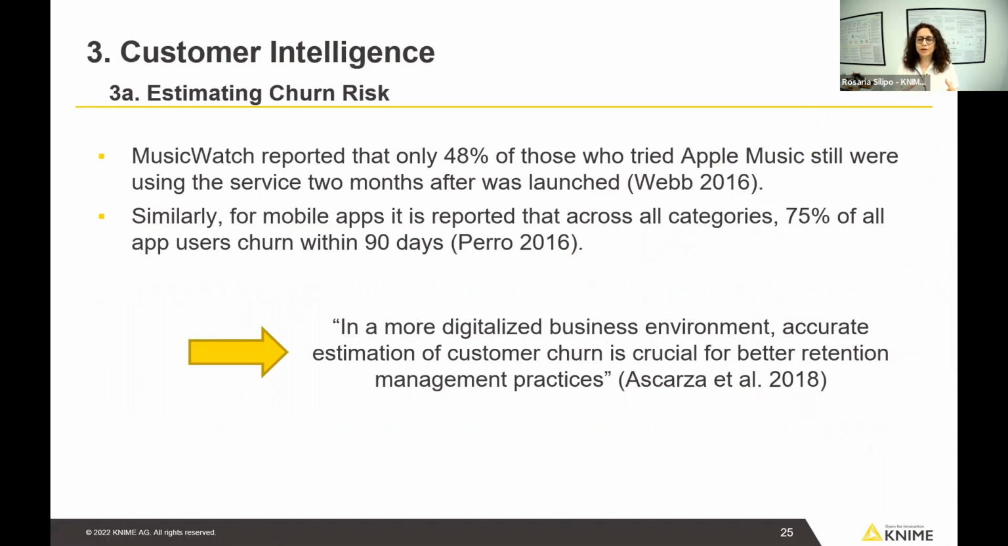As I said, churn is still a big problem. I've been working on churn for a long time, but it's still a big problem. Music Watch reported that only 48% of those who tried Apple Music were still using the service 2 months after it was launched. So as you see, a big churn problem. In the same way, for mobile apps, it is reported that across all categories, 75% of all app users churn within 90 days. So churn prediction is still a big problem, even more so in a more digitalized business environment.